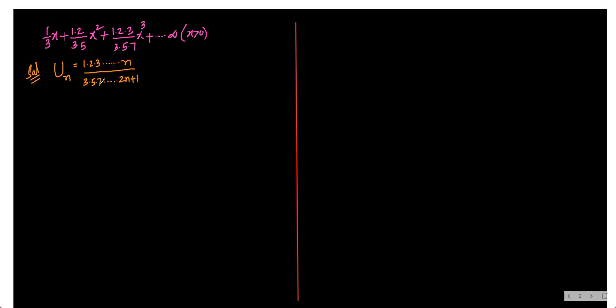Put n equal to 1, you get 3. Put n equal to 2, you get 5. Put n equal to 3, you get 7. And the x values are increasing: x power 1, x power 2, x power 3. It means the x power is n. That is your un.